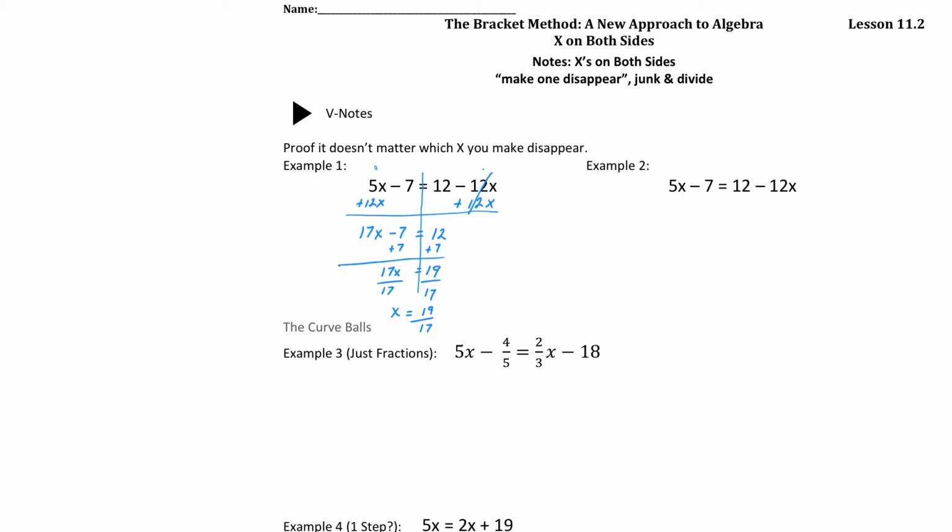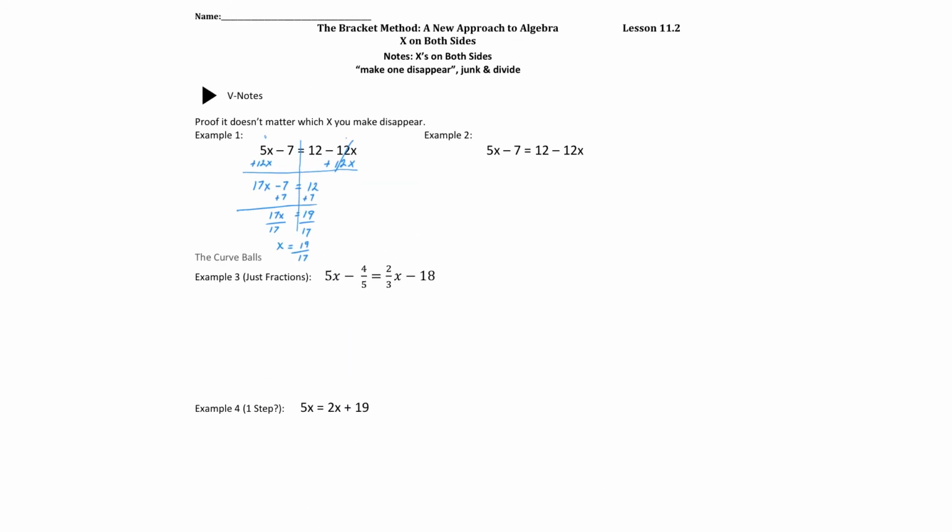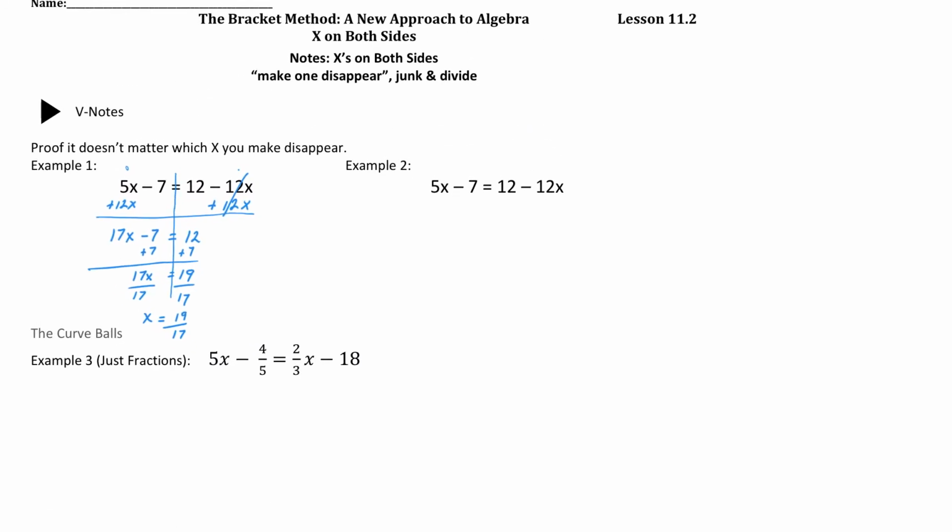Let's go to example 2. Example 2 is the same exact question, but this time we're going to get rid of the other side. So again, we're going to draw the wall. And this time, instead of getting rid of the 12x, we're going to get rid of the 5x. So we subtract 5x from both sides, making that disappear. And we get 12 minus 17x.